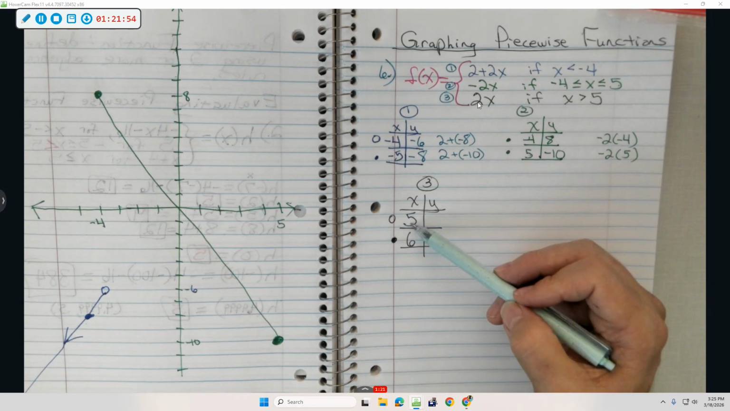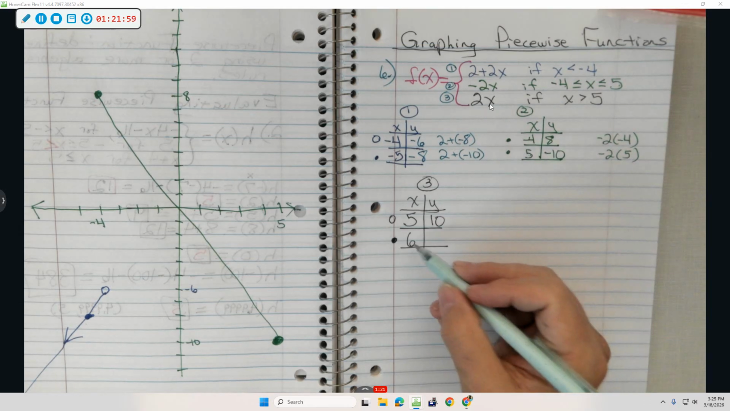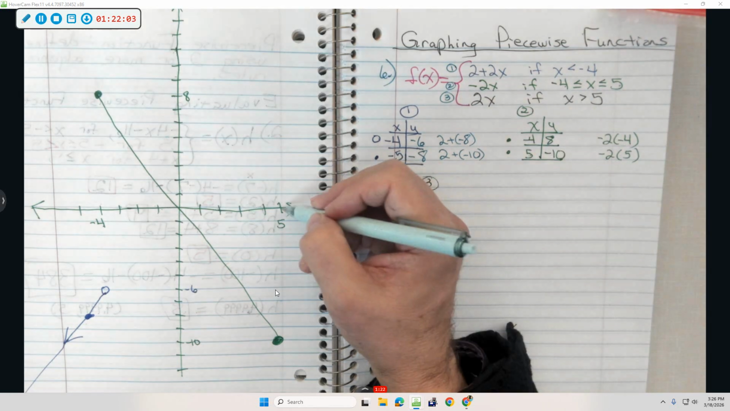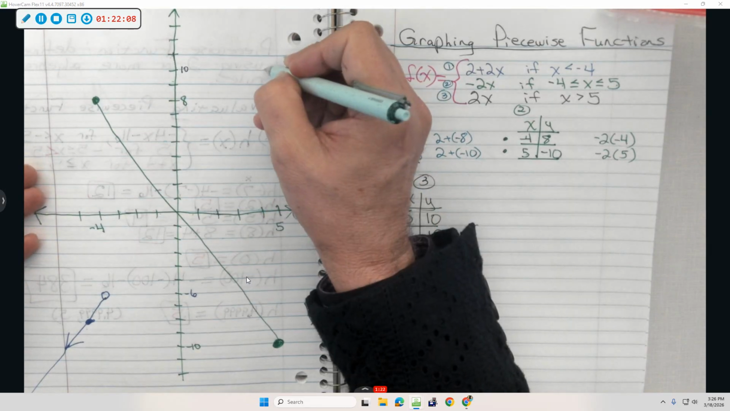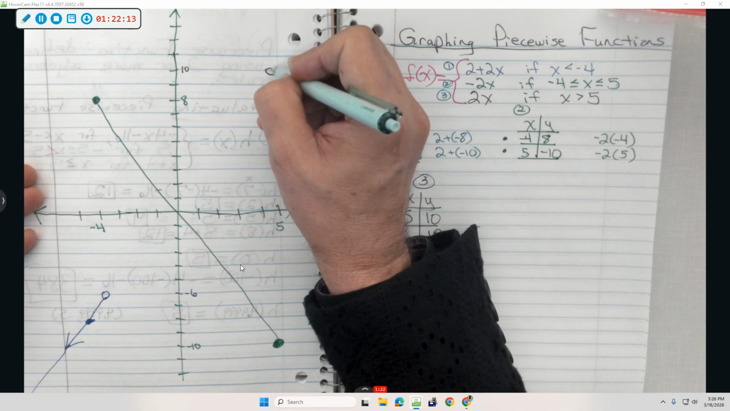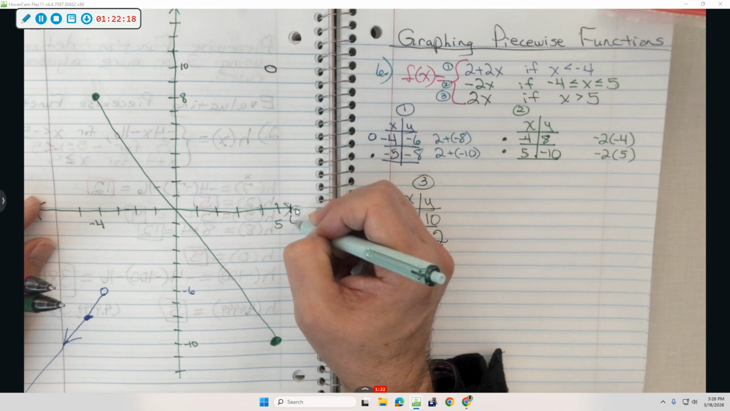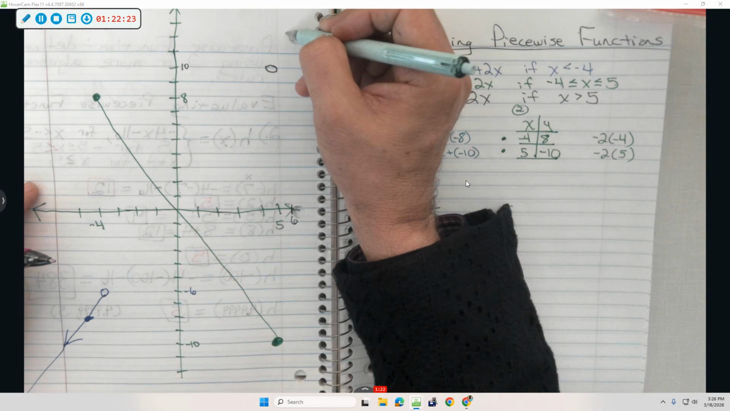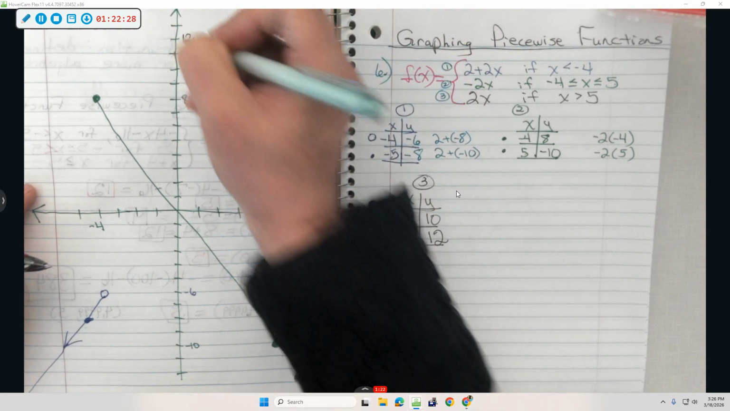Well, plugging 5 into that third piece, what are we getting? 10. Plugging in 6, what are we getting? 12. So we go right 5, up 10. There's 10. We have an open dot. And then 6. Here's 6. We go up 12. Is that 12? That looks like 12, right?